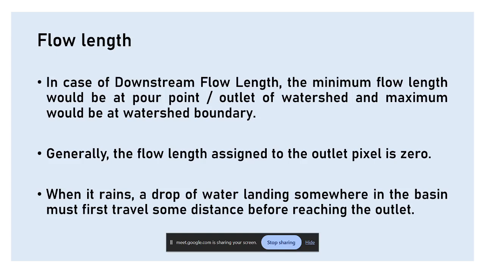So in case of downstream flow length, the minimum flow length would be at a pour point or outlet of the watershed, and maximum would be at the watershed boundary, which I just showed you. Generally, the flow length assigned to the outlet pixel is 0, because basically there is no length per se. When it rains, a drop of water landing somewhere in the basin must first travel some distance before it reaches the outlet. So in such a situation, we can make use of this flow length.